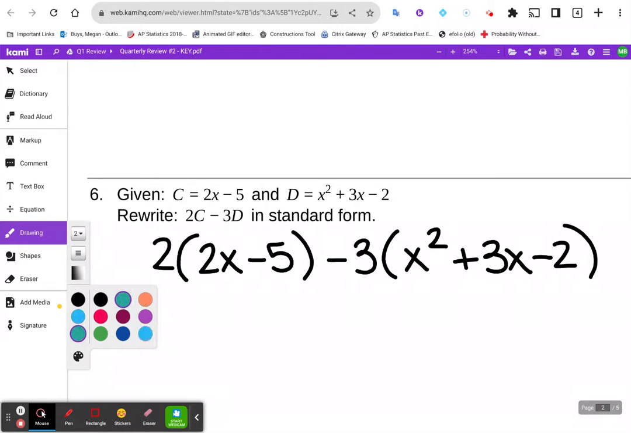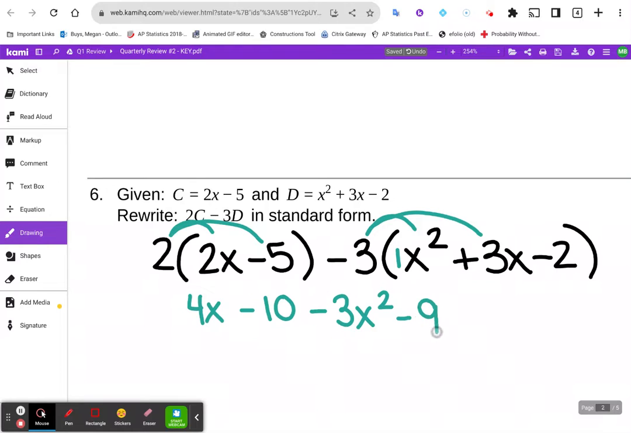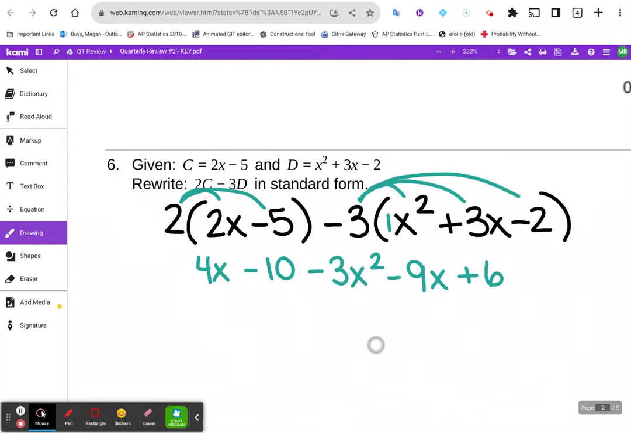So in here, I'm going to take 2 times 2x. 2 times 2 is 4, and the x stays. 2 times a negative 5 is going to be a negative 10. Negative 3 times x squared is just going to be negative 3x squared. Remember, there's like an imaginary 1 in front of x squared, so it's like having negative 3 times 1, and then we just keep that going. Negative 3 times positive 3 is a negative 9, and the x continues to follow. And negative 3 times negative 2 is going to be a positive 6. Now we've done all of our distributions.